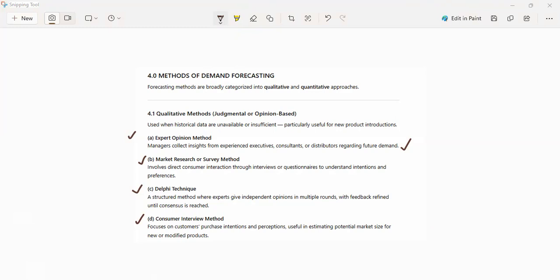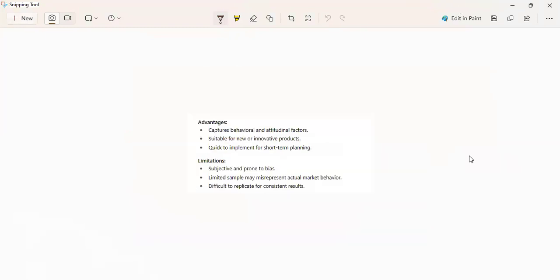So there are advantages and disadvantages of using the methods that we have just mentioned. The advantages are, number one, it is capable of capturing behavioral and attitudinal factors. It is useful when you are introducing a new product. It is quick to implement and good for short-term planning. The disadvantages are that it is subjective to opinions, which are prone to biases.